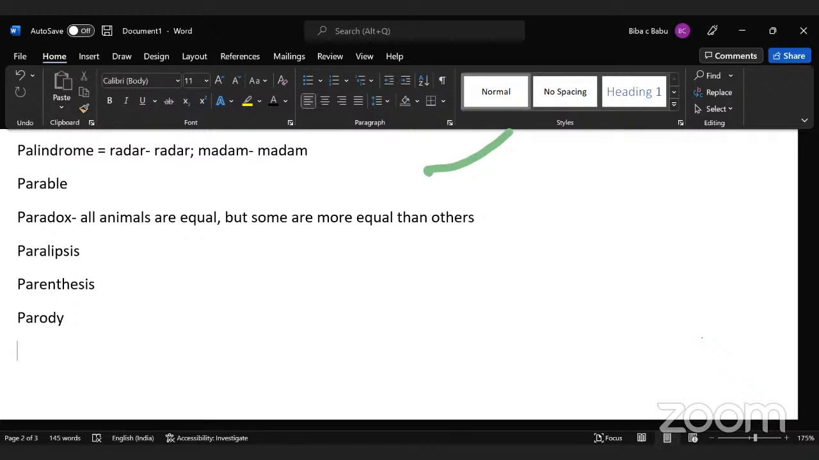Is Don Quixote a novel, ma'am? Yeah, it's a novel. It's a very huge novel. Very difficult to read. Next is, we don't have time, paranomasia.